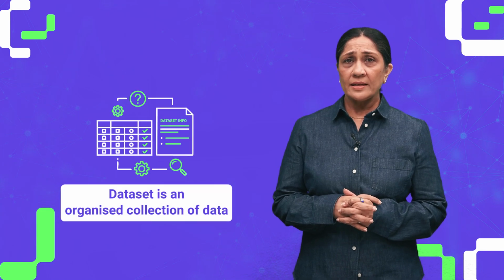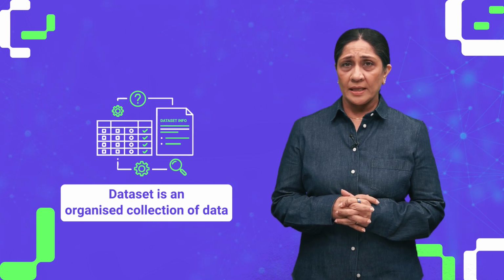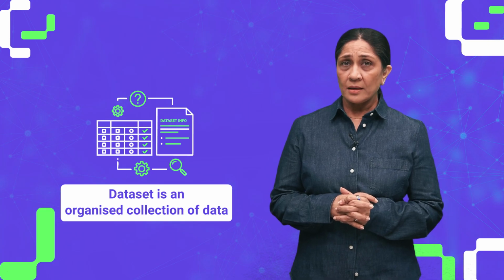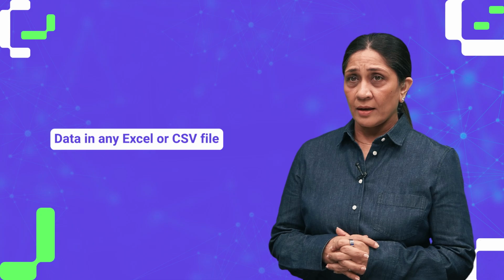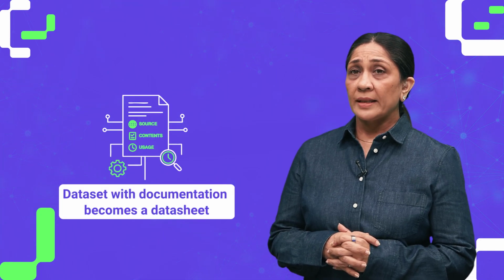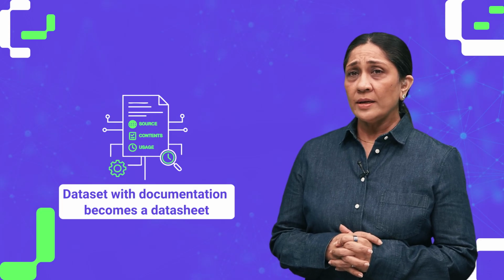So to help you understand better, a data set is an organized collection of data, typically arranged in a table with rows and columns that is used for analysis, processing, or training machine learning models. This will typically be data in any Excel or CSV file. And when data sets come with documentation that explains more about the data, like its sources, it is called a data sheet.